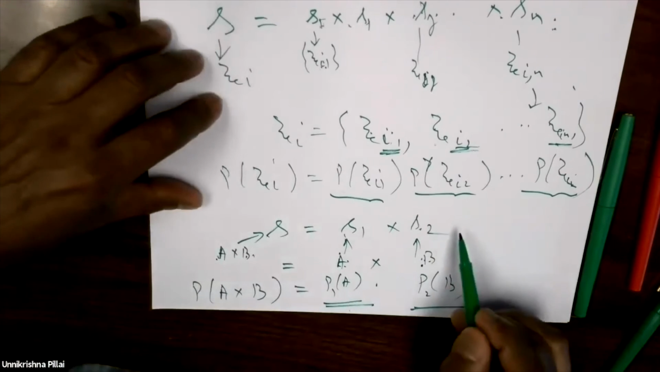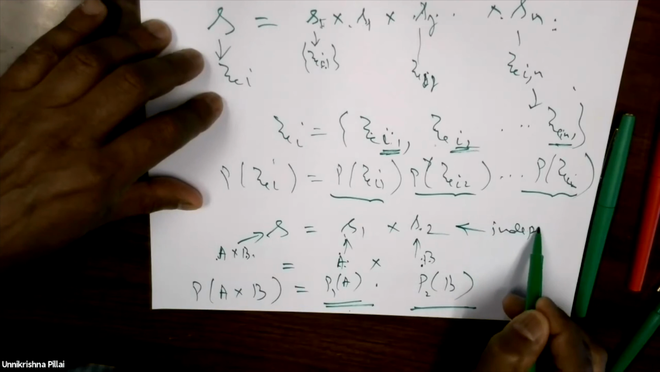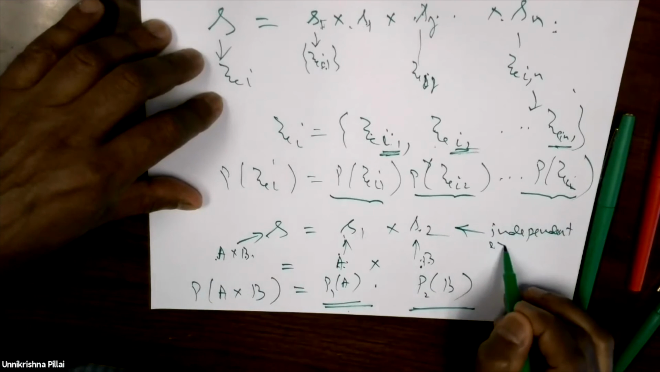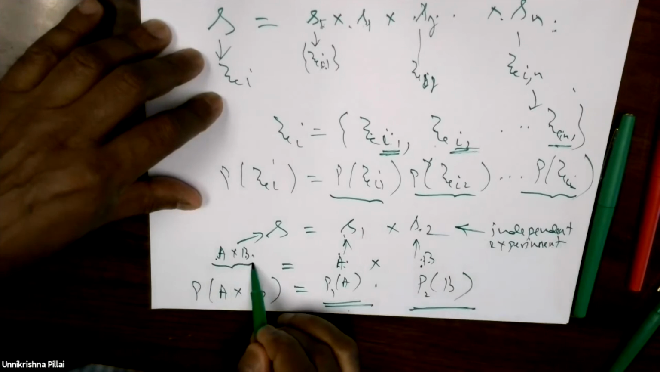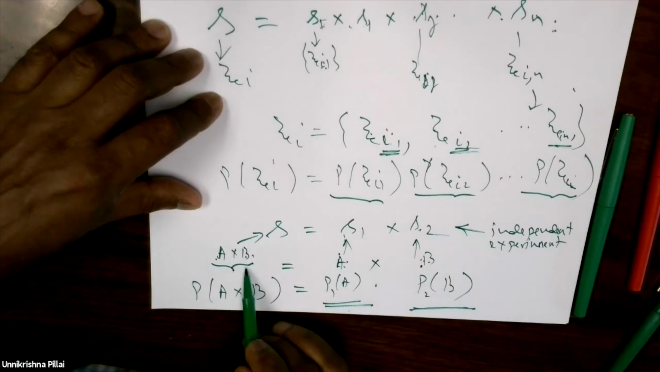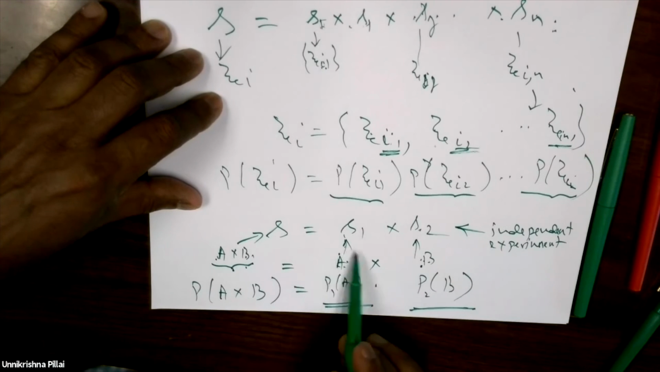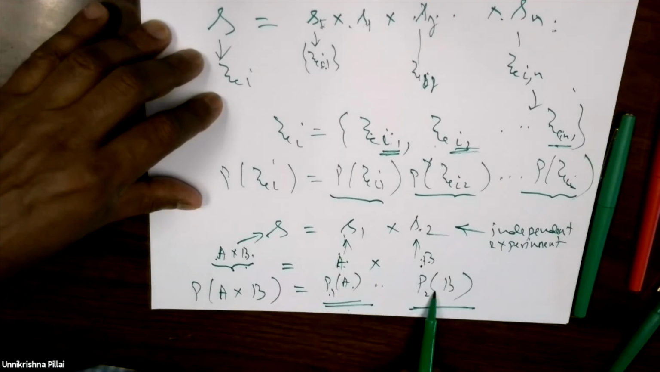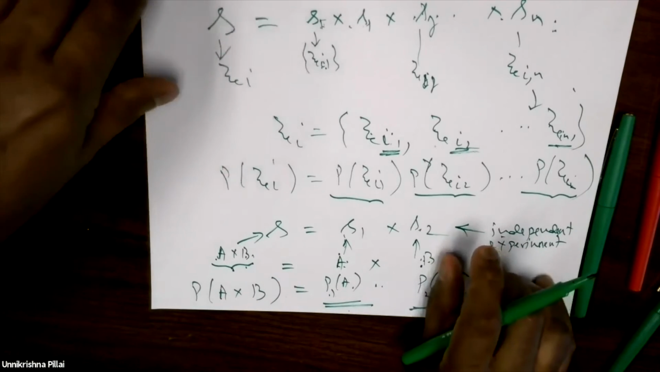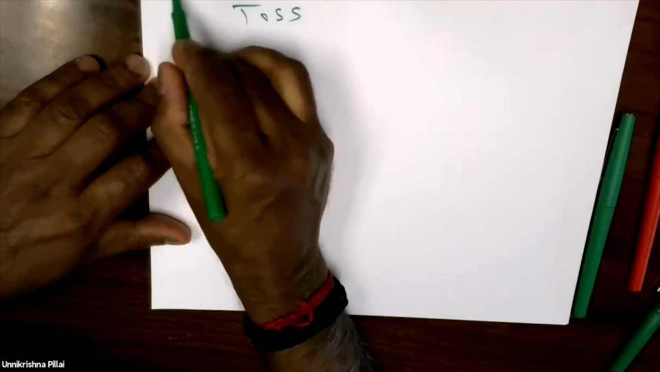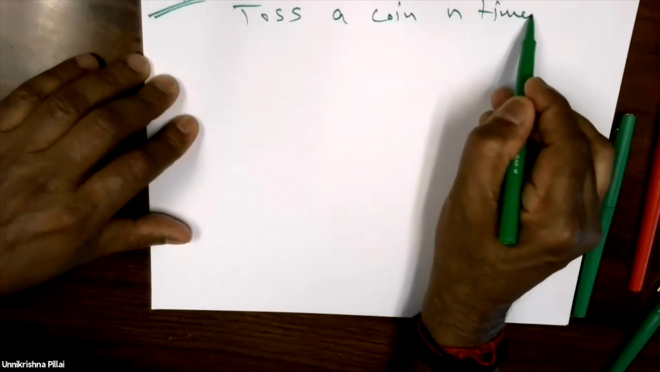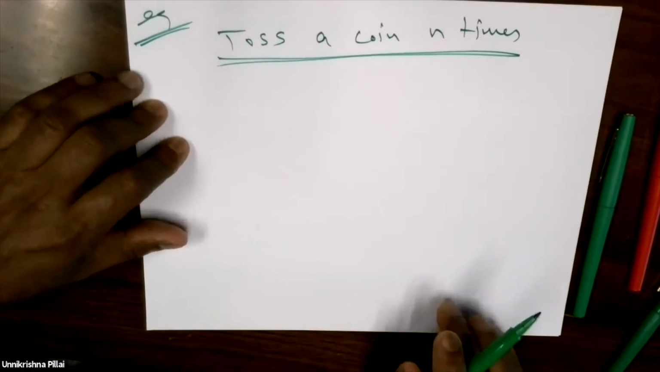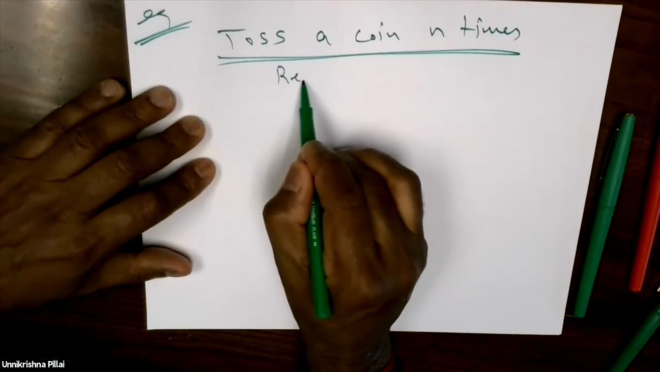So for independent experiments, the probability of a general event A cross B is defined through P1 and P2. It is P1A multiplied by P2B if they are independent. If it is not independent, it gets to be more complicated. So as an example, this is a good example, we'll toss a coin n times. We'll continue with this example for a while. So this is a repeated experiment.